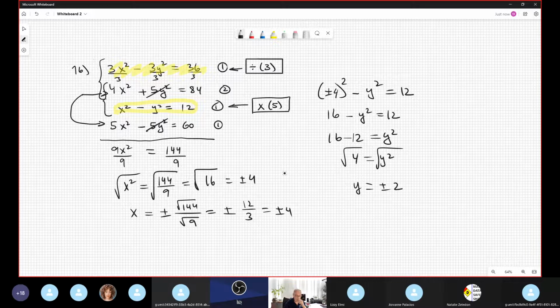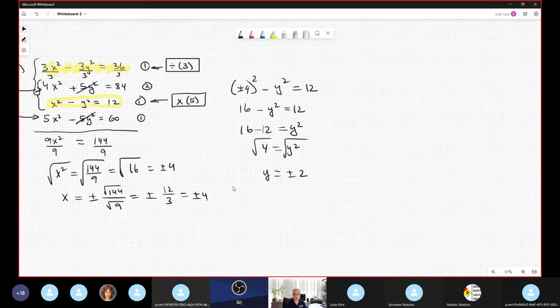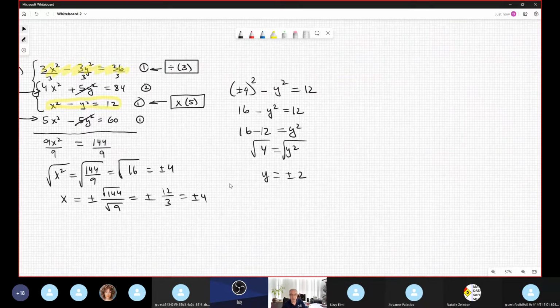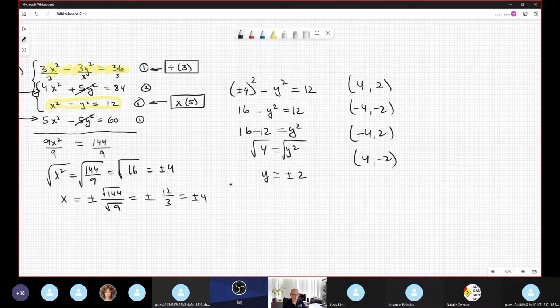But actually, we get not 2 points. We get 4 points, because of any combination of plus or minus. So when you put together x is plus or minus 4 and y plus or minus 2, we have 4 points. And the 4 points are (4, 2), (-4, -2), (-4, 2), and (4, -2). Okay?